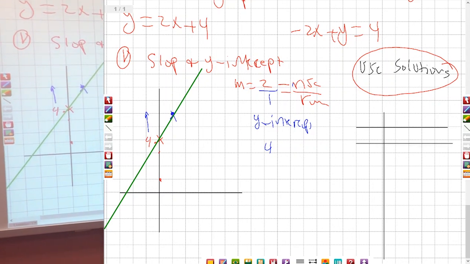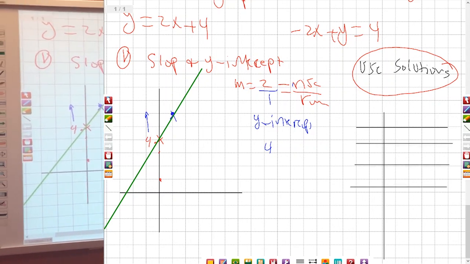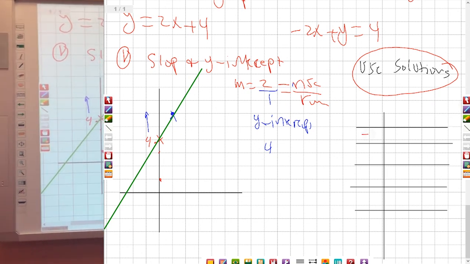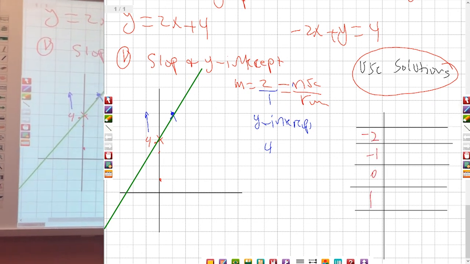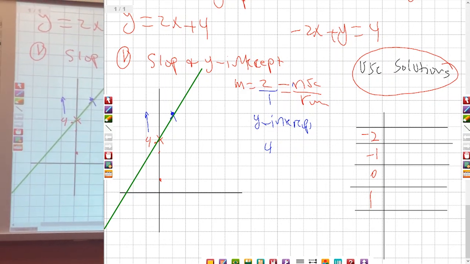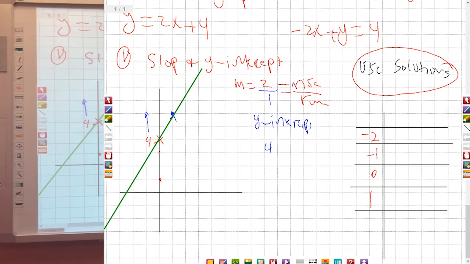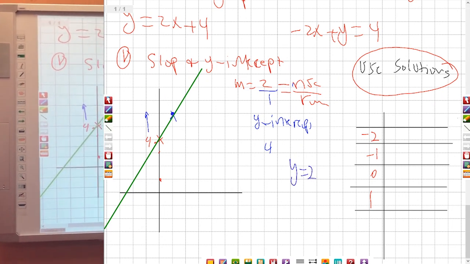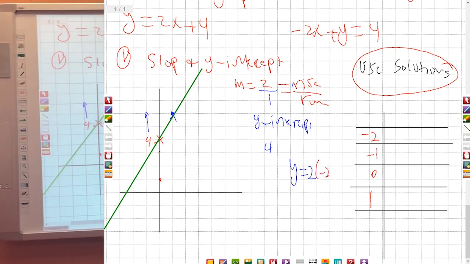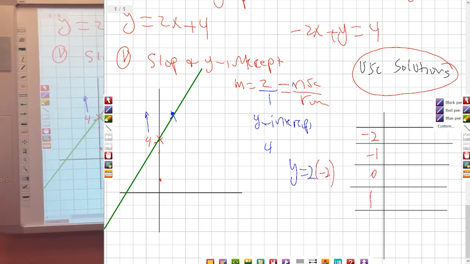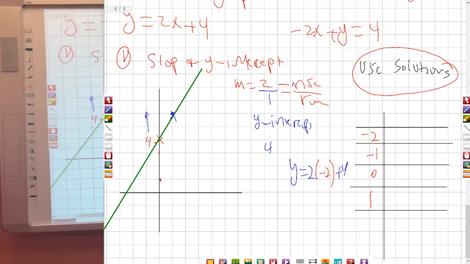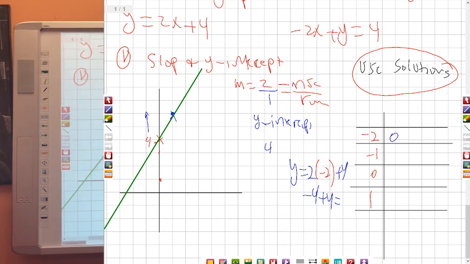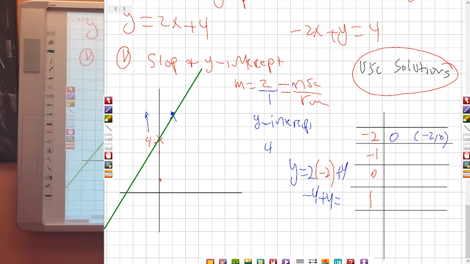You choose any x value and you find the corresponding y value. Usually we take some negative and some positive: -2, -1, 0, 1. That's good enough. You plug -2 into the equation y equal 2x plus 4. 2 times -2 is -4, plus 4 is 0. Then the first solution is -2 and 0.